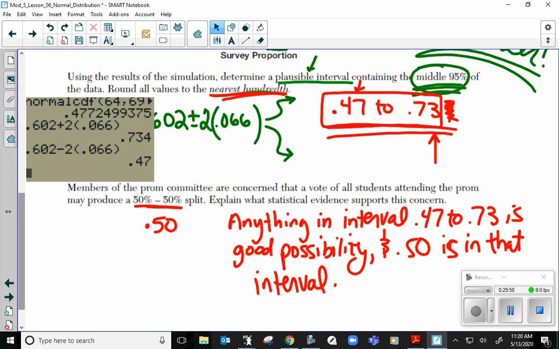Guess what? 0.70 is in that interval. It's a good possibility. 0.62 is in that interval. 0.48 is in that interval. Any of those have a really good possibility of coming up. Those are common occurrences. There you go. Moneymaker, children. Moneymaker.